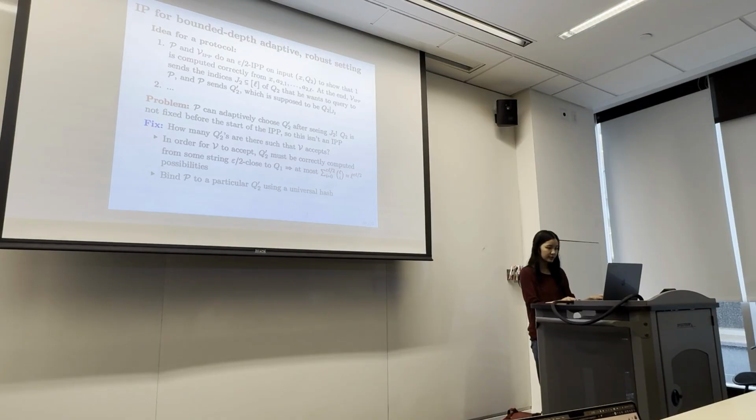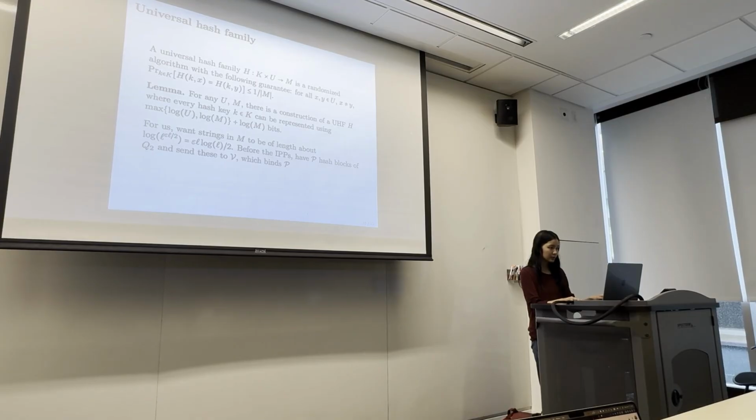Okay, so now the idea is since we only have this many possibilities, we're just going to bind P to a particular one using a universal hash before the start of the IPP. Okay, so now I'll introduce what a universal hash family is. It's going to be a randomized algorithm that has the following guarantee. For all distinct elements X and Y in the universe, the probability over the choice of the random key K from this key space that H of K, X is equal to H of K, Y is at most 1 over the size of M. So there's a well-known efficient construction of a universal hash family.